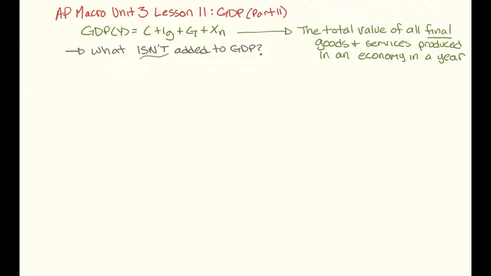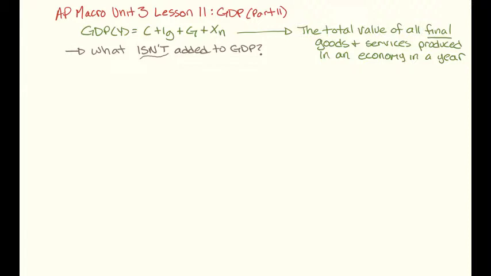Then we're going to cover some things that should be counted toward GDP but in reality actually aren't, for various reasons. And then we'll wrap this up with a brief discussion of the limitations of using GDP as an economic indicator, and talk a little bit about the good things and bad things about GDP as an indicator in and of itself. So if you'll stick with me here real quick, let's run through what isn't added to GDP.